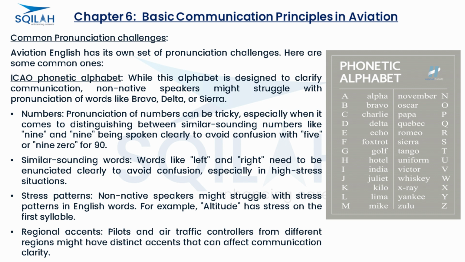Similar-sounding words like left and right need to be enunciated clearly to avoid confusion, especially in high-stress situations. Stress patterns. Non-native speakers might struggle with stress patterns in English words. For example, altitude has stress on the first syllable. Regional accents. Pilots and air traffic controllers from different regions might have distinct accents that can affect communication clarity.